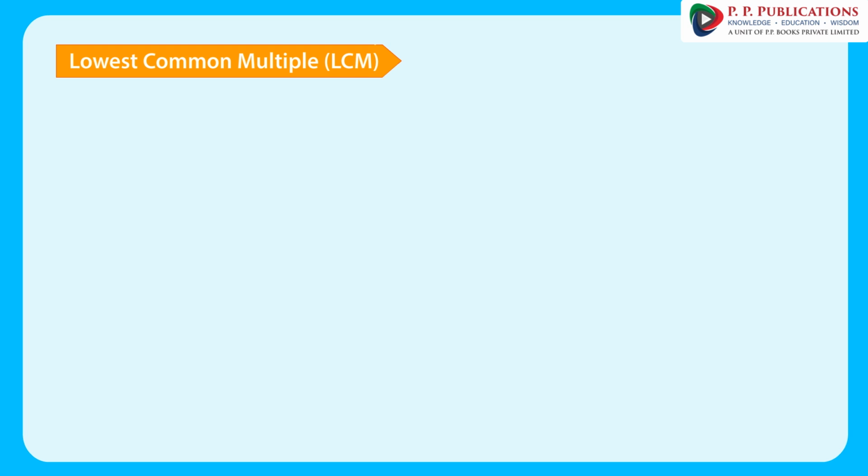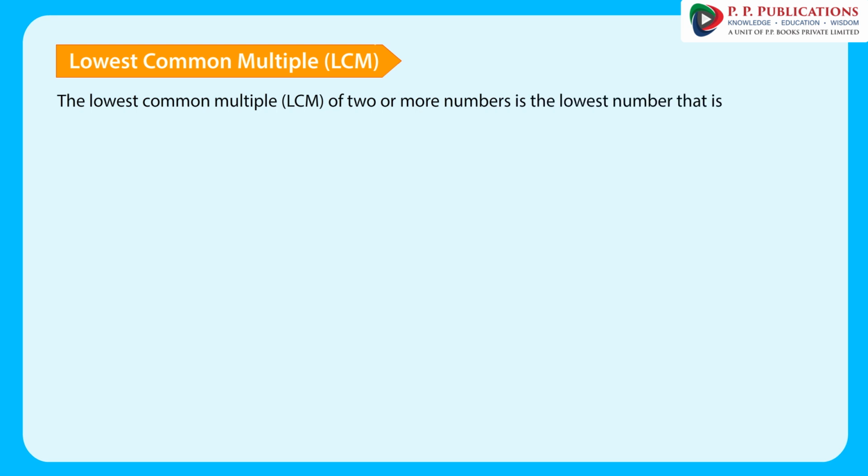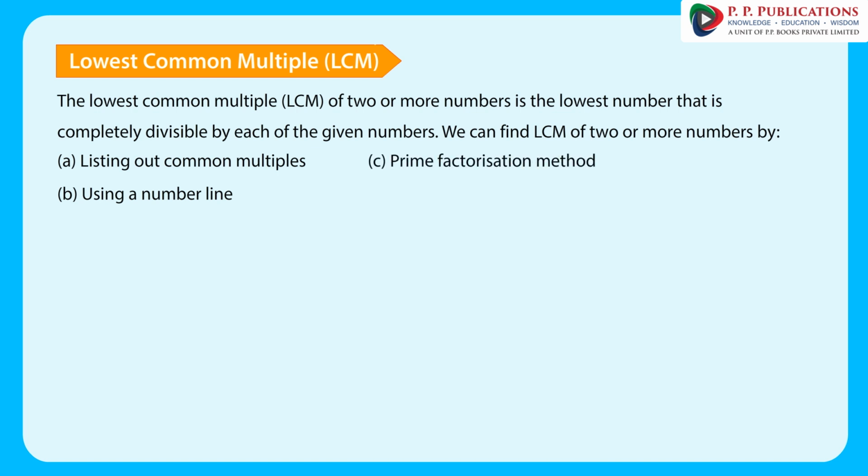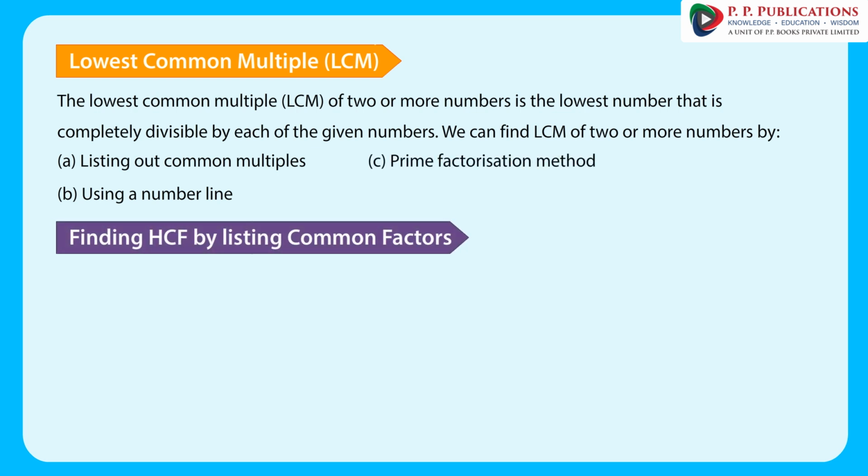Lowest common multiple, LCM. The lowest common multiple, LCM, of two or more numbers is the lowest number that is completely divisible by each of the given numbers. We can find LCM of two or more numbers by A. Listing out common multiples. B. Using a number line. C. Prime factorization method. Finding LCM by listing out common multiples.